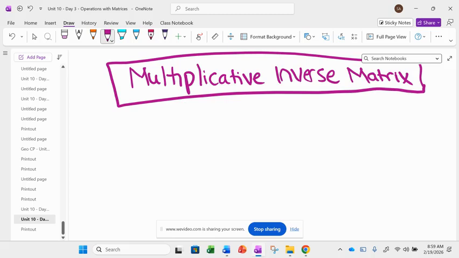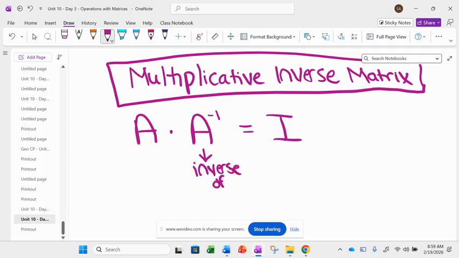So to find the multiplicative inverse, I'm going to need A, matrix A, times the inverse of A. The way we write the inverse of A in multiplication is we write A to the negative first power. That represents the inverse of matrix A. So if I have A times the inverse of A, that has to give us the identity matrix. So this is the inverse of matrix A. And this is our identity matrix.